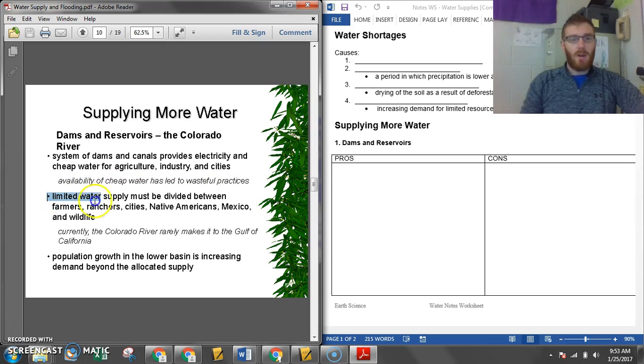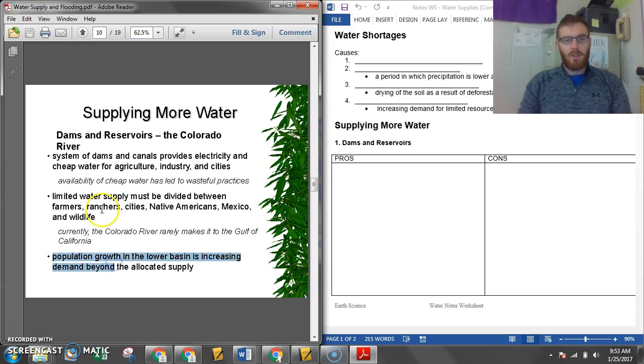But a limited water supply must be divided between farmers, ranchers, cities, Native American, Mexico, and wildlife, because the Colorado River, like I said, flows from the northern part of the United States all the way down into Mexico. So it supplies everybody from the northern part of the United States through Mexico.